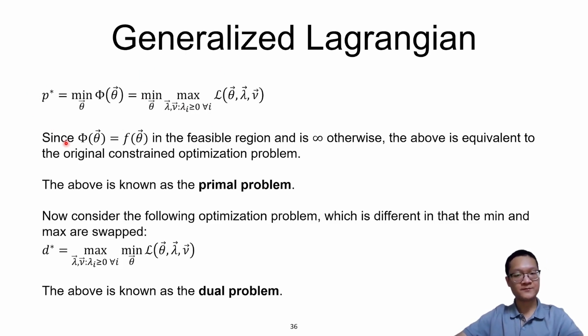So this optimization problem is known as the primal problem. If we swap the max and the min, so if we maximize over lambda and nu first, and then minimize over theta afterwards, then the result is D star. We call this the dual problem.